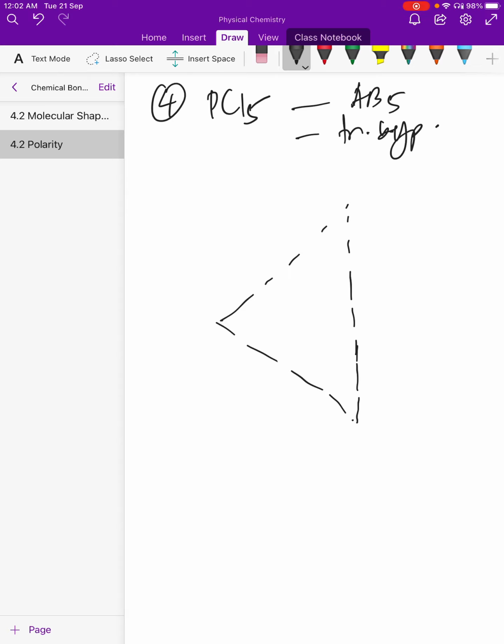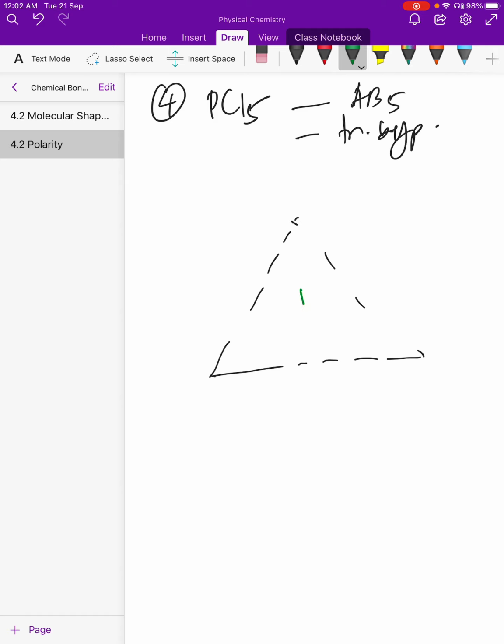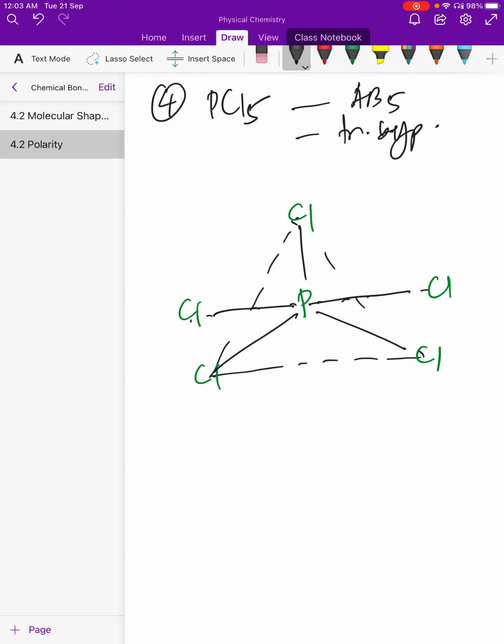So this is P, Cl, Cl, Cl. I think this is not appropriate. Sorry, I better put it like this. Okay, better. So P, Cl, Cl, Cl. And then for the axial positions, I have two, Cl and Cl, and then we connect the bonds: 1, 2, 3, 4, 5. That is trigonal bipyramidal.